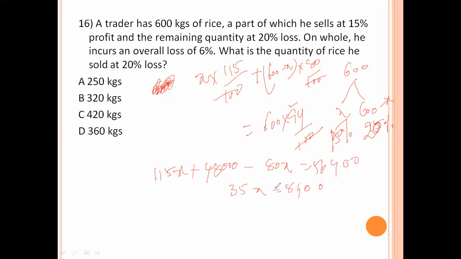So x equals 240. X means this is 240 kilos, and this is 360 kilos. 240 kilos with profit of 15%, and 360 kilos with 20% loss. So 360 kilos is the right answer. Option number D is the right answer.